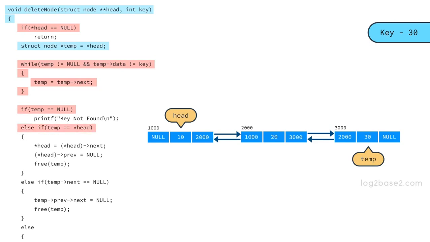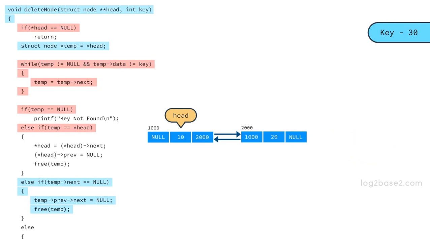Now check if it is the last node, and we know that for the last node its next will be equal to null. So write if temp next equal to null, and it is here, which means this is the last node. So first make its previous node the last node. For that the previous node's next should point to null. So write temp prev next equal to null, and now we can use the free function to delete this node from the heap. So that is how we can delete the last node from a doubly linked list.